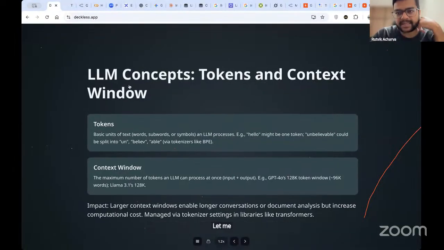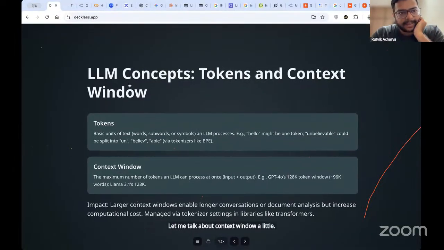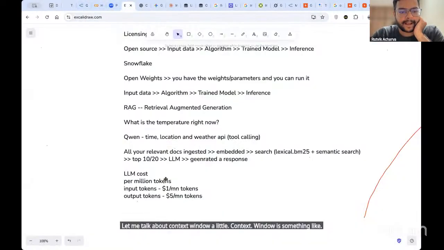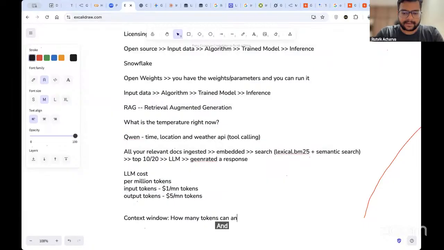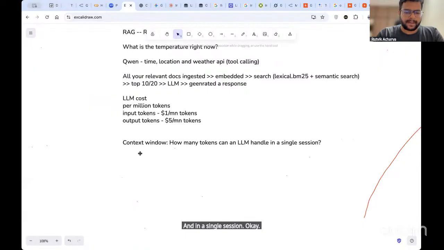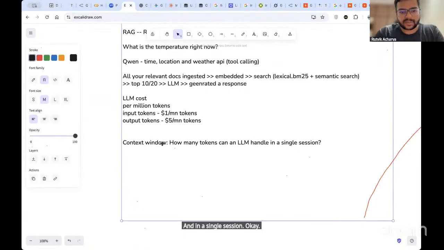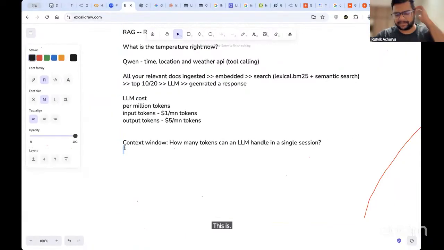Let me talk about context window a little. Context window is something like how many tokens can an LLM handle in a single session. This is the simple definition.